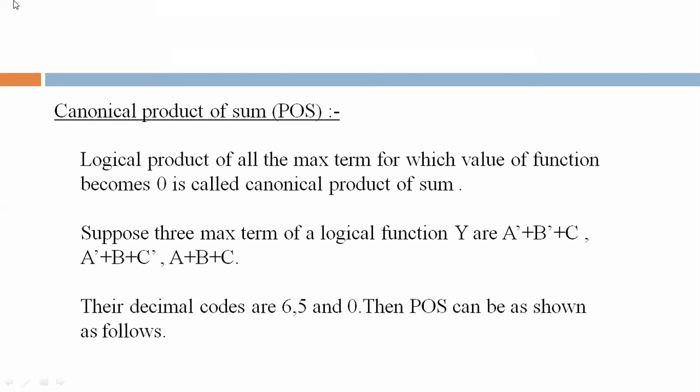In product of sum, 1 is represented as complement form and 0 will be represented as uncomplement form, dash and without dash. We are seeing.